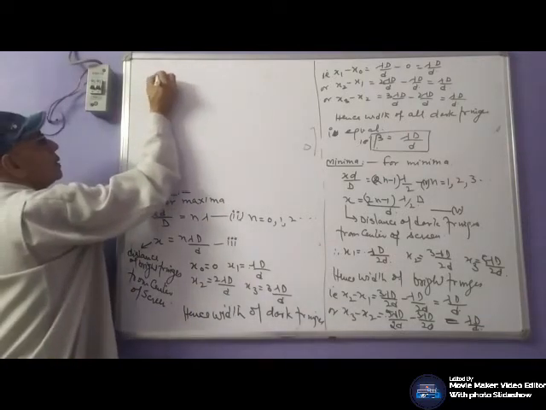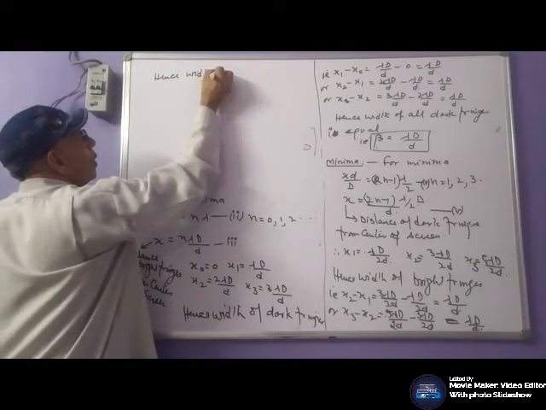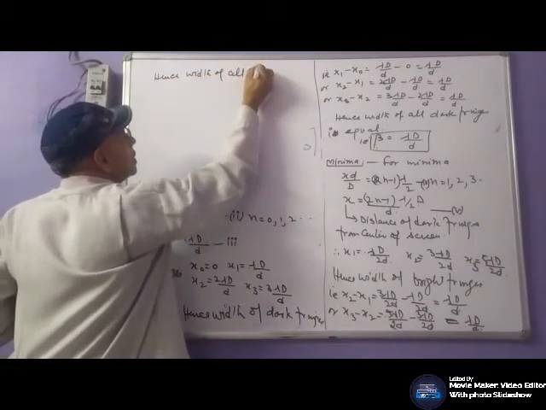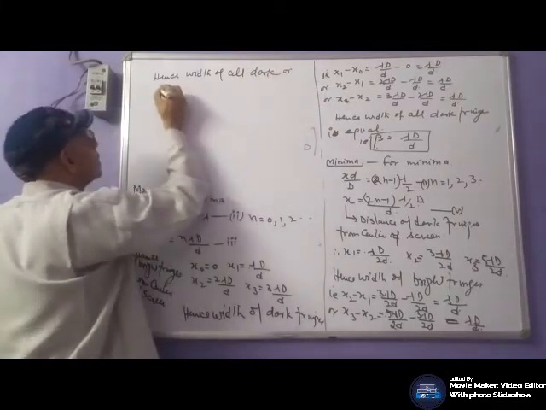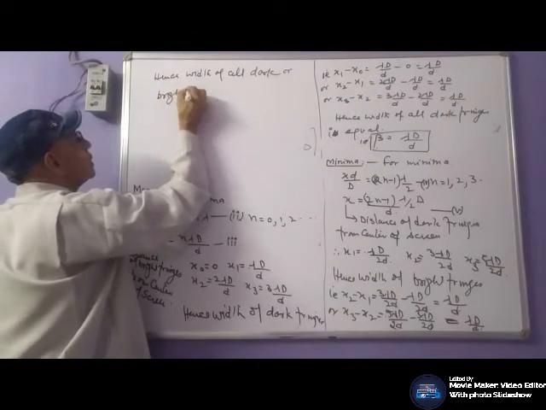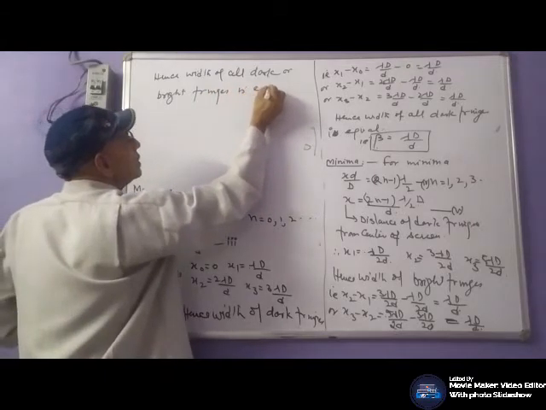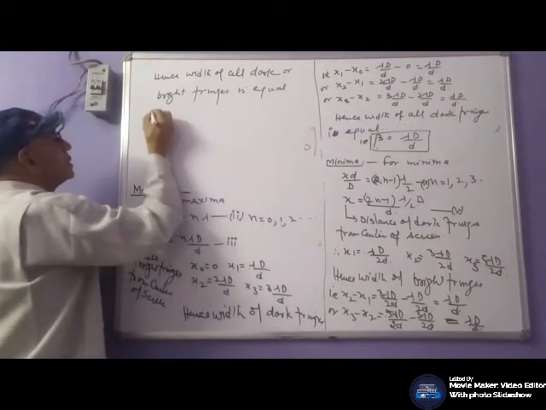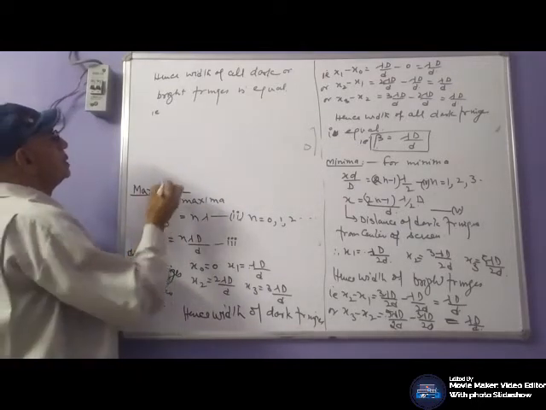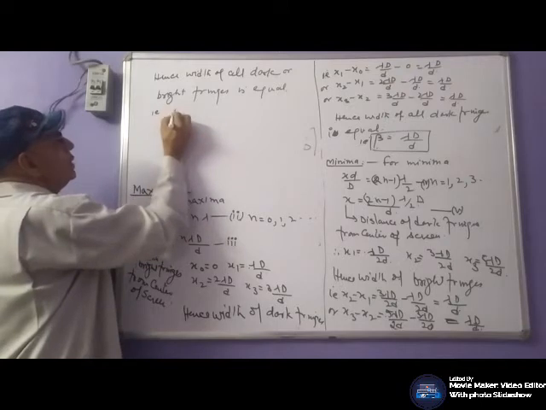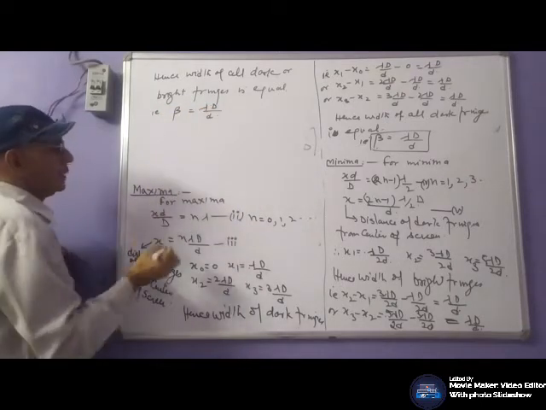Hence, width of all dark or bright fringes is equal, that is beta equals lambda D by d.